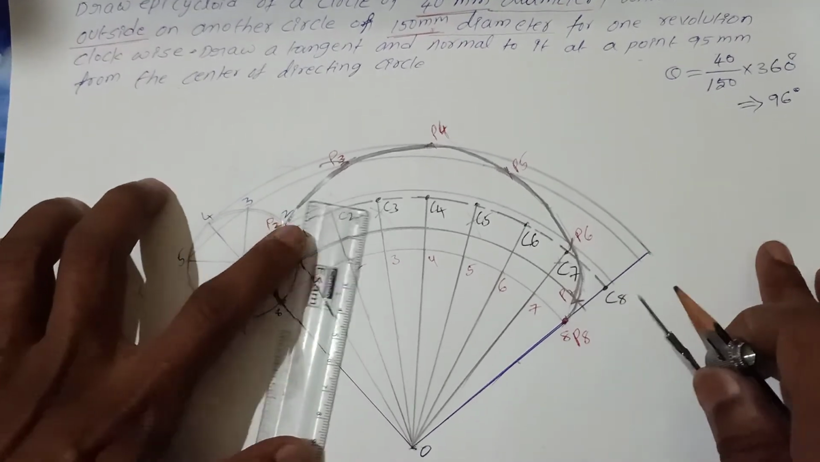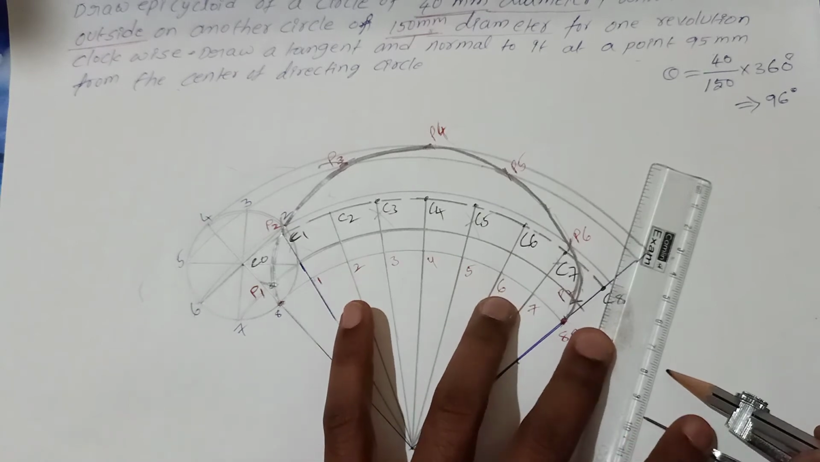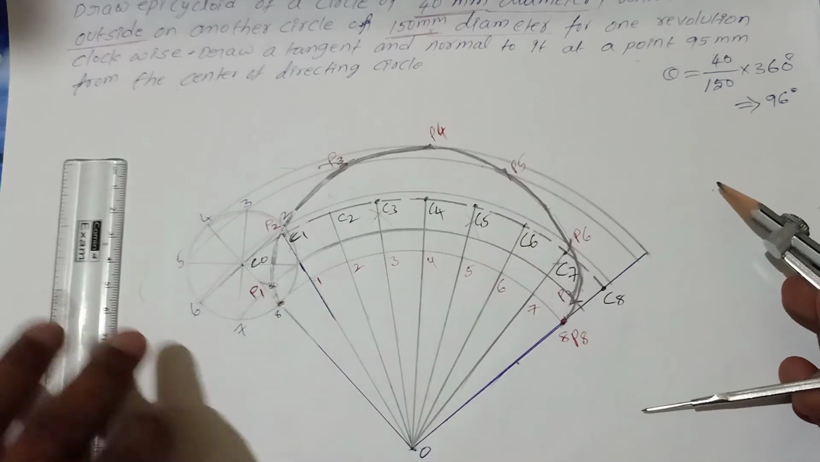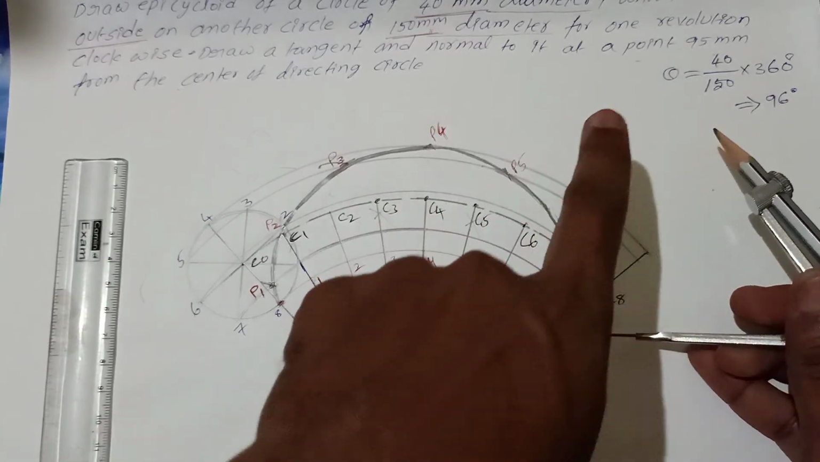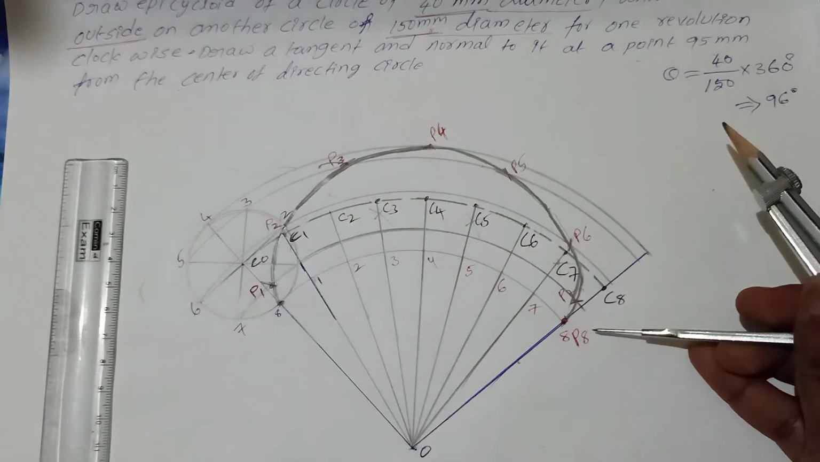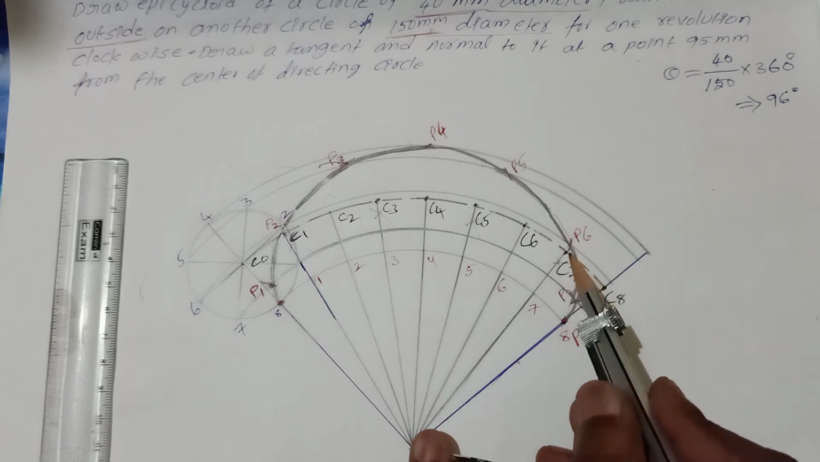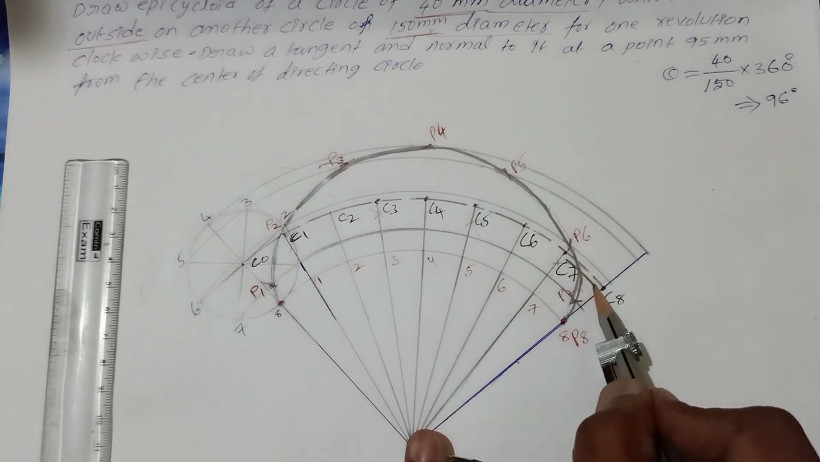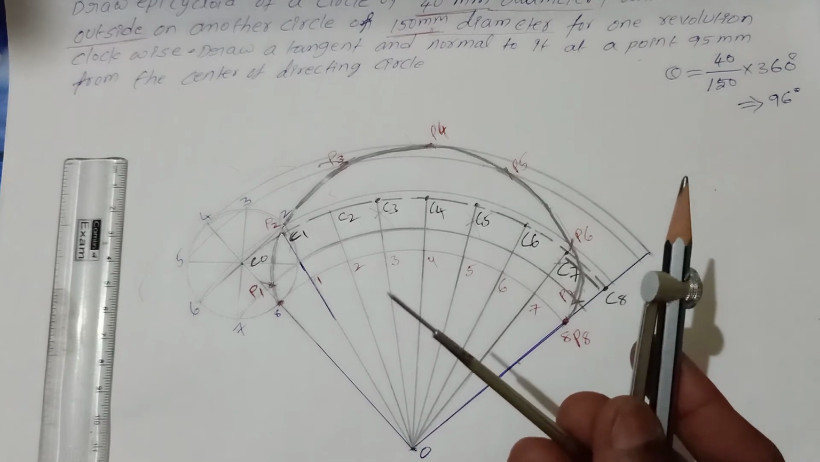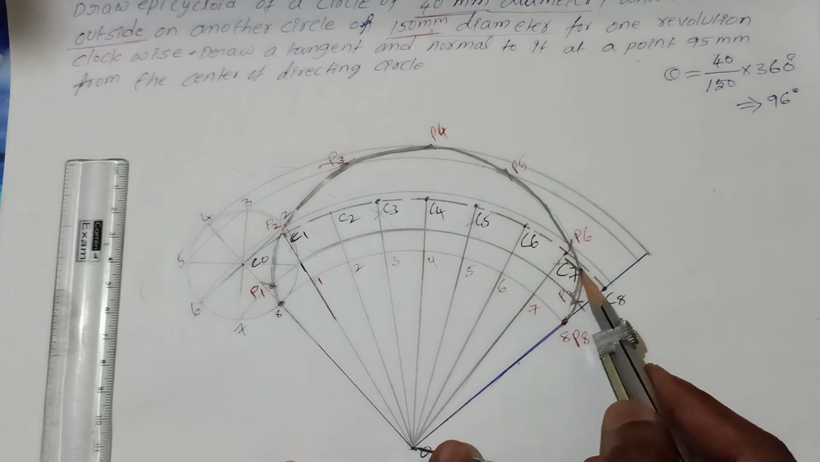First of all, set the compass to 95, that is 9.5 centimeters. It is clearly mentioned from the center of the directing circle. O is the center of the directing circle. So first indicate one point on the curve which is 95 mm. The compass is already set to 95, so you will get the 95 mm point.